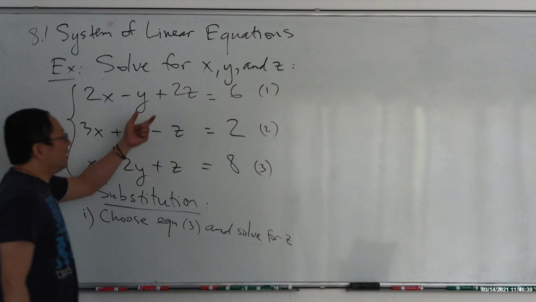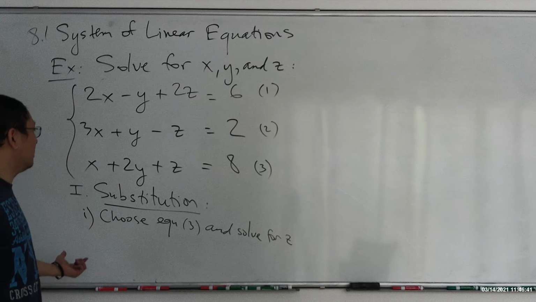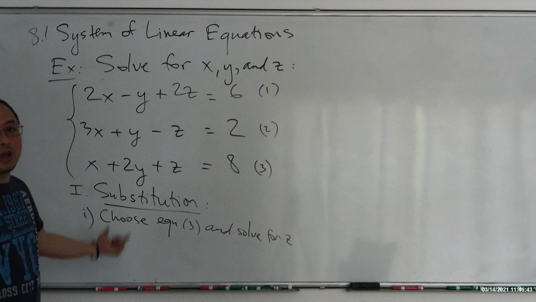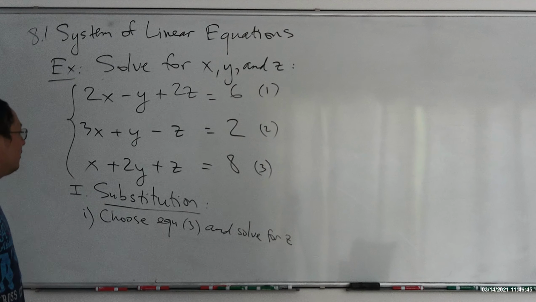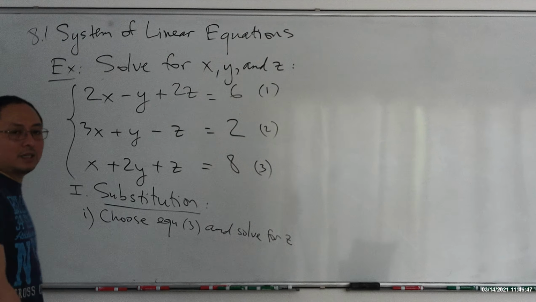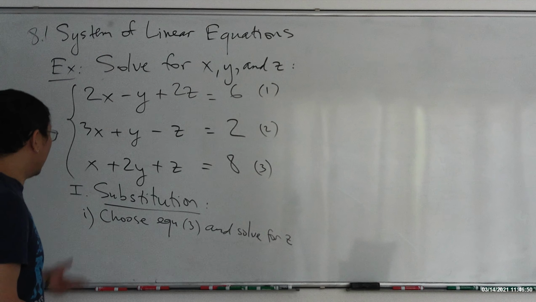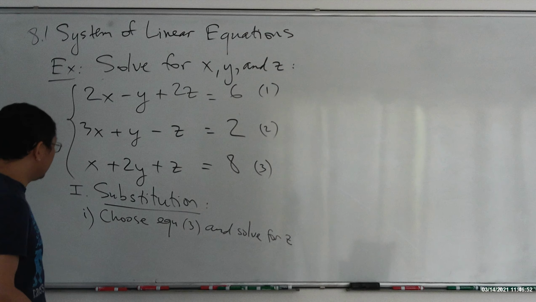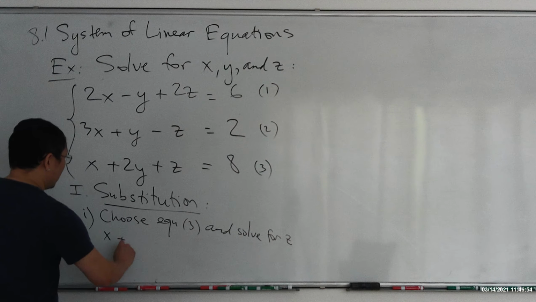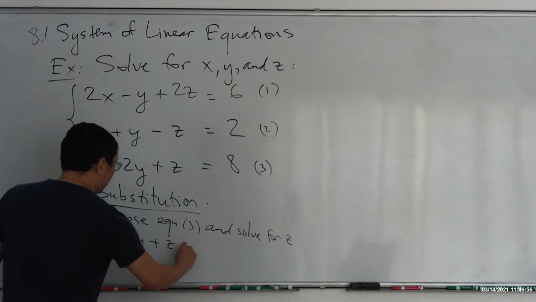I mean, in here you have many choices, different choices, various choices to solve for any variable you like. So choose an easy equation and solve for an easy unknown. I choose equation 3 and solve for z. So I got x plus 2y plus z equal to 8.